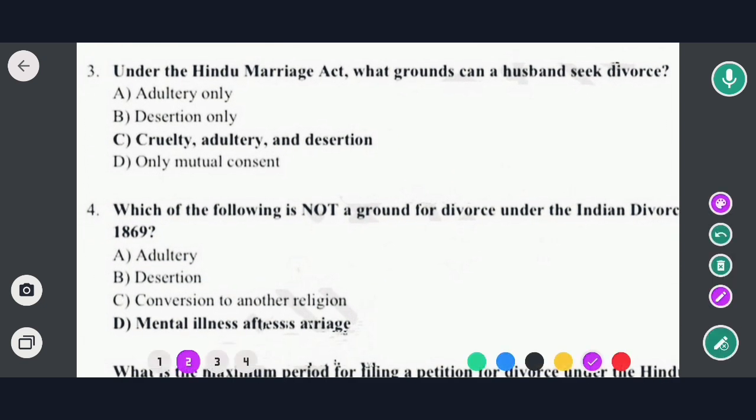Next question is under the Hindu Marriage Act. On what ground can a husband seek divorce? हिंदू मैरिज एक्ट में हस्बैंड कब डिमांड कर सकता है? ठीक है, डाइवोर्स के लिए डिमांड कर सकता है.